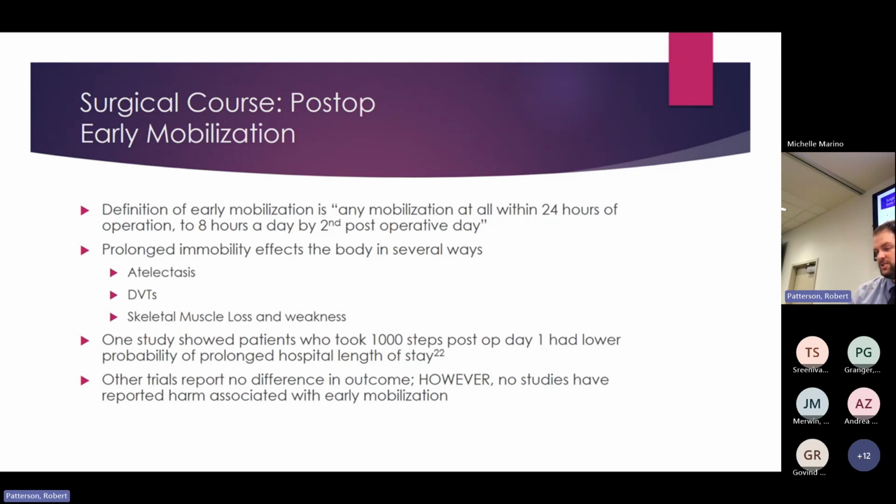One study showed patients who took 1,000 steps a day post-op day 1 had lower probability of prolonged hospital length of stay. Other trials reported that there was no difference, but the big emphasis is no studies have shown that there's harm associated with early mobilization.